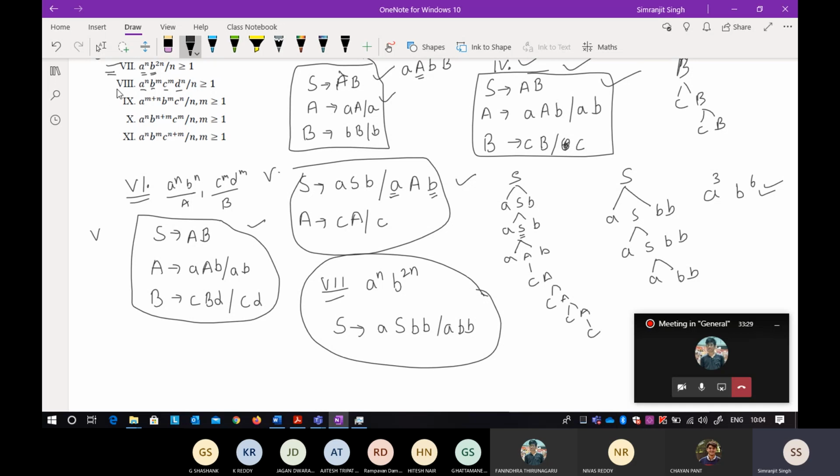Now see this. I think this is also a little bit of a difficult one because you have to take the b and c together, and a and d differently. So just try it. I think it will pose a little bit of a challenge to you.